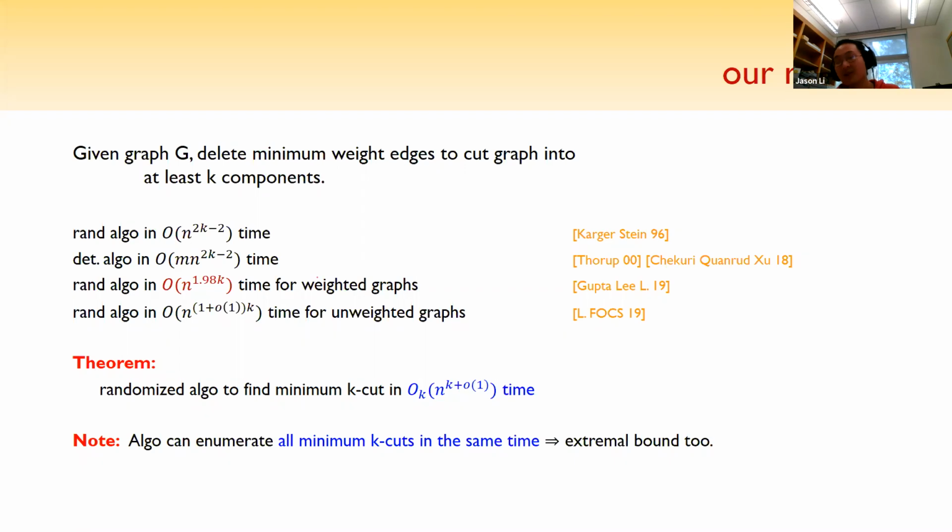And based on the title of this talk, the algorithm we're going to consider is just the original Karger-Stein algorithm. So what we actually show is we can improve the analysis of Karger-Stein to show that this algorithm can be run in time n to the k and still output not just one min k cut, but all the min k cuts. So again, this implies an extremal bound of also n to the k.